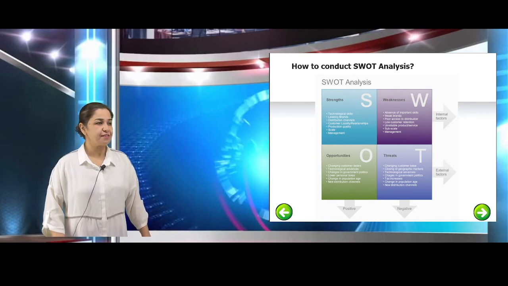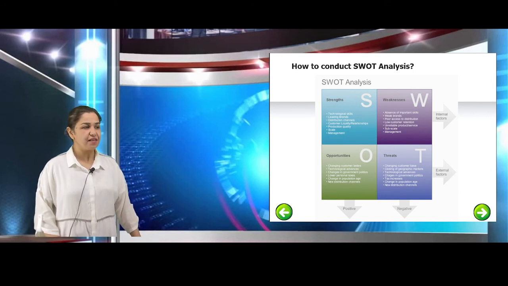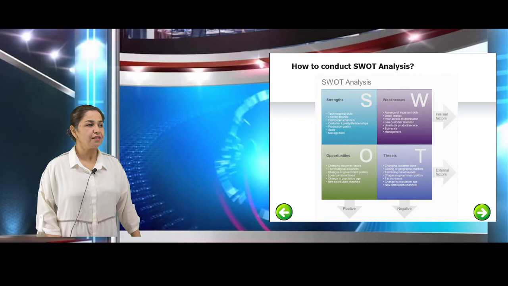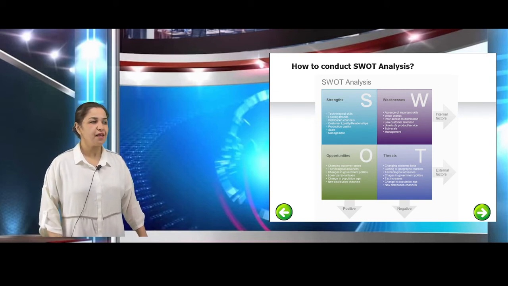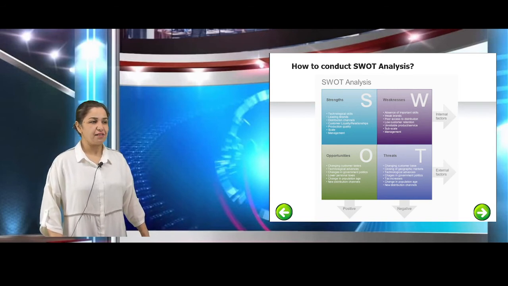What are the weaknesses? Weaknesses are the absence of important skills. For example, if the employees don't have enough knowledge of the business or the important skills in running a business. Weak brands: if the company has a relationship with other companies but not a good relationship with the brands. Poor access to distribution. Low customer retention. Unreliable products and services. Subscale and management. These are internal factors of the SWOT analysis.